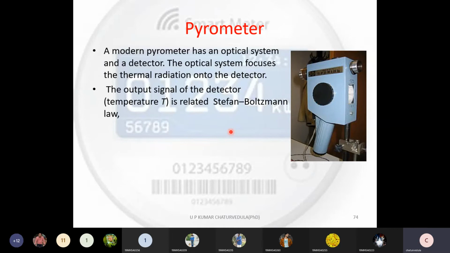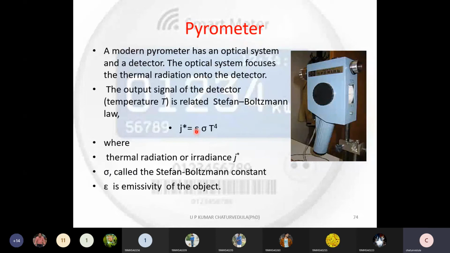The output of the detector is the temperature, and it is obtained using the Stefan-Boltzmann law. Here J is equal to epsilon sigma T power 4. In the earlier case we didn't have this epsilon, because we considered a black body there. Now, since we are considering a radiating body, epsilon is the emissivity of the object, which has been multiplied in. That modification has been made in the Stefan-Boltzmann law for the purpose of our pyrometer.